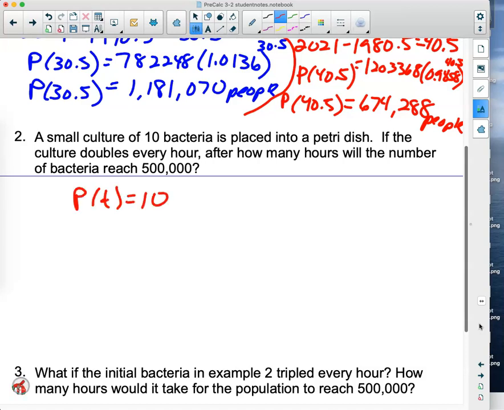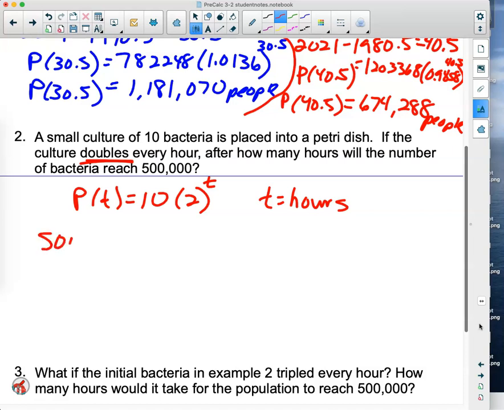We know it only started with 10, but here's the important piece. It's going to double every hour. Now, I want to take note of the fact that if I put a T up there, that T stands for hours, just in case somebody tries to change it up on us with the label. So then you go back and you take a quick peek and you see, after how many hours will the bacteria reach 500,000? Well, that's exactly what we're doing.